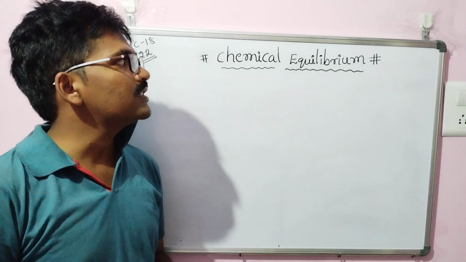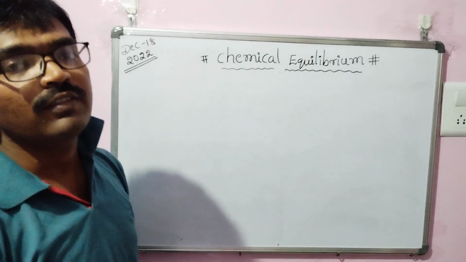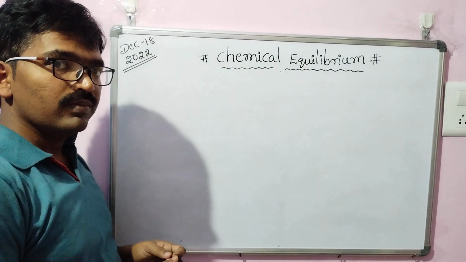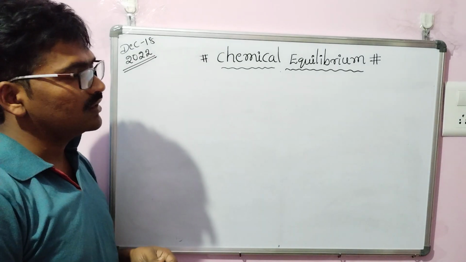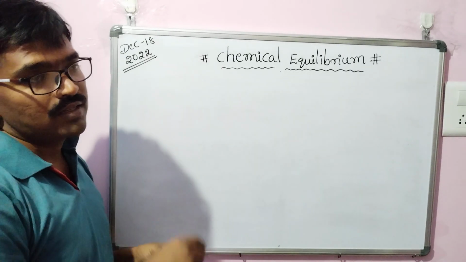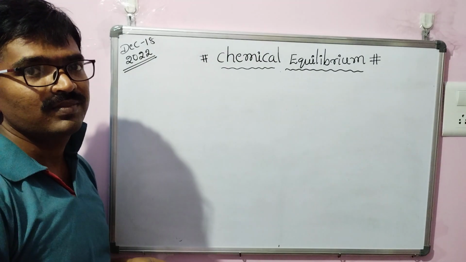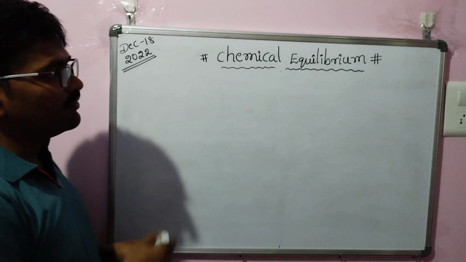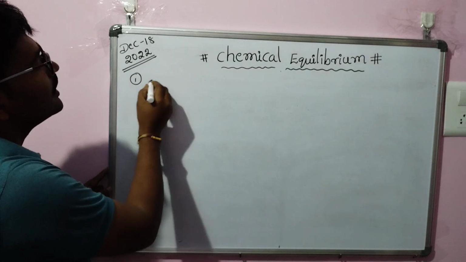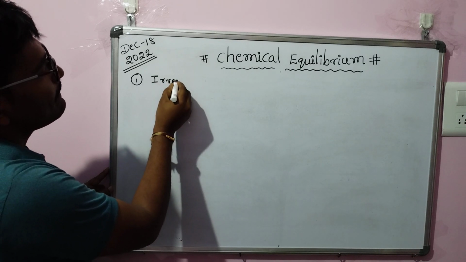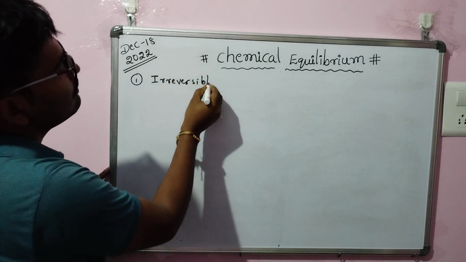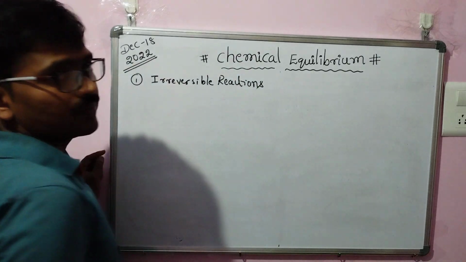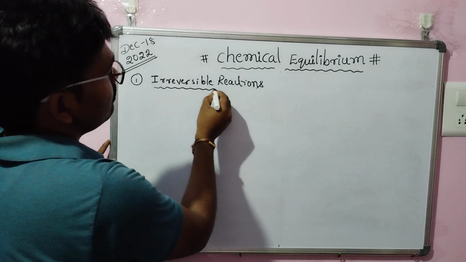So today we are discussing chemical equilibrium. Before going to chemical equilibrium, first we have to discuss two different types of reactions based on the direction, such as reversible and irreversible reactions. So first, let us discuss the irreversible reaction. So what are the irreversible reactions?